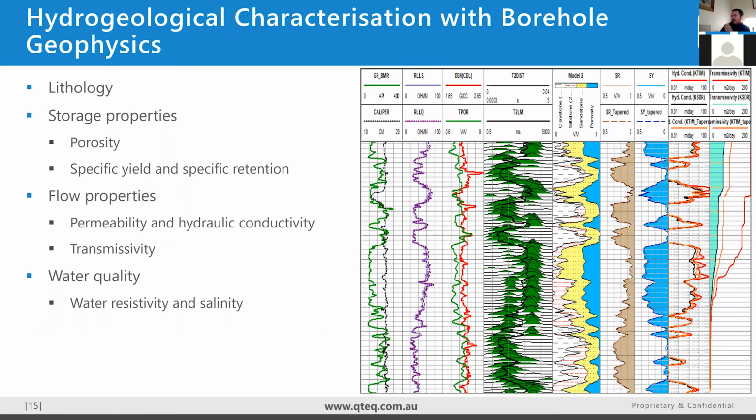So what does a completed log look like? This is a basic workflow that we've developed over the last couple of years. We combine all of our logs together into a composite log, and we can start breaking out each of the things to get our storage properties, our flow properties, and then we can start looking at things like our water quality as well. I'll show a couple of examples of why this is important and how it can be used at different phases throughout a project.